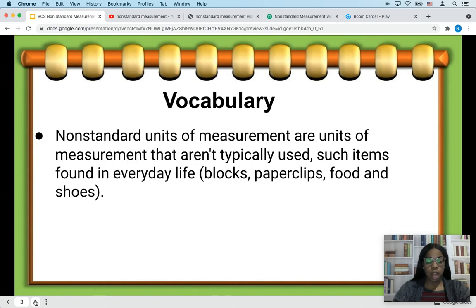Vocabulary. Non-standard units of measurement are units of measurement that aren't typically used, such as items found in everyday life, like blocks, paper clips, food, and shoes, can all be used to measure things.